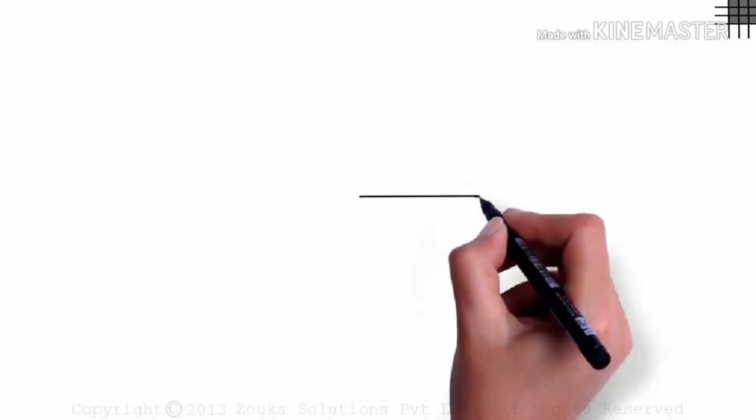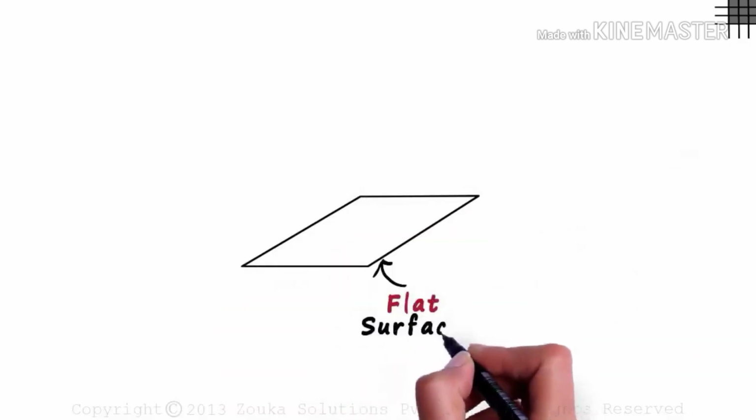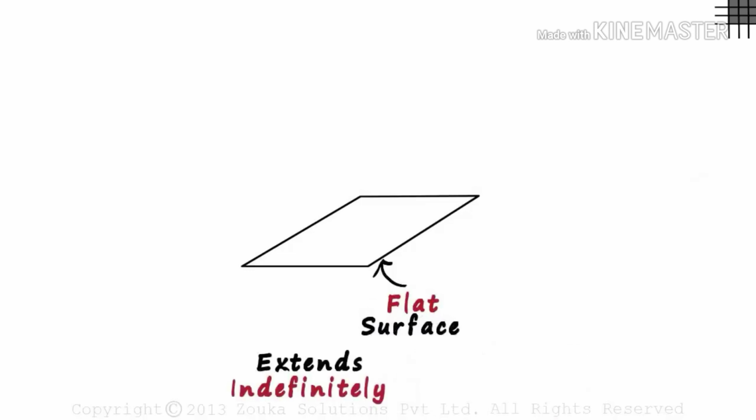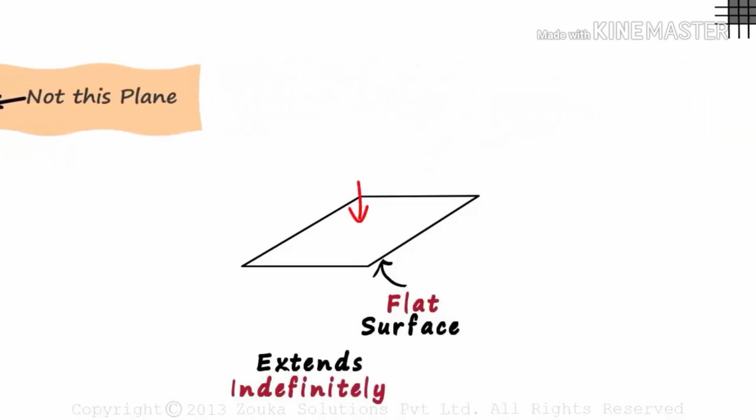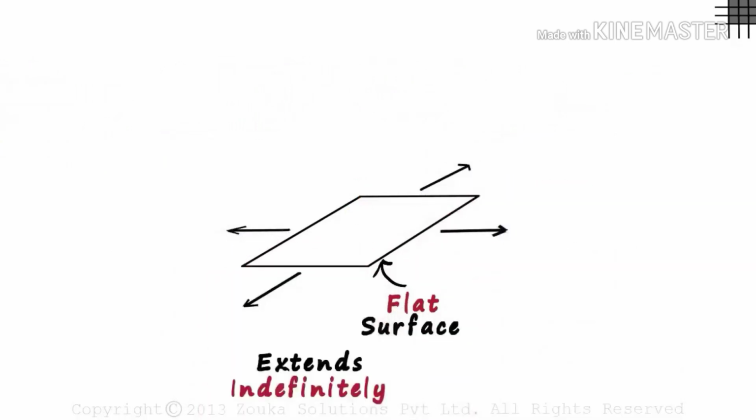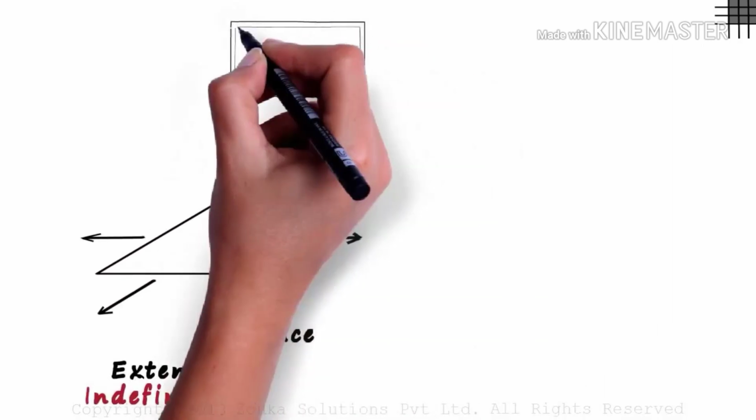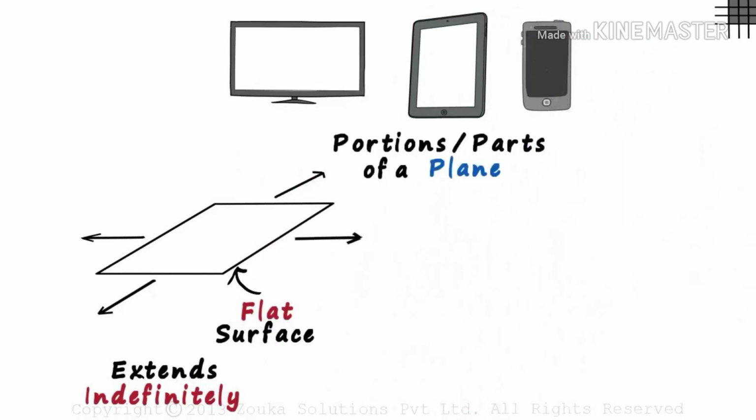Look at what is drawn on the whiteboard. It's a flat surface. A plane basically extends indefinitely in all directions. So if this surface extends indefinitely throughout, it will be a plane. This is just a part of a plane. A flat-screen television, a tablet, or a mobile phone are all examples of portions or parts of a plane.